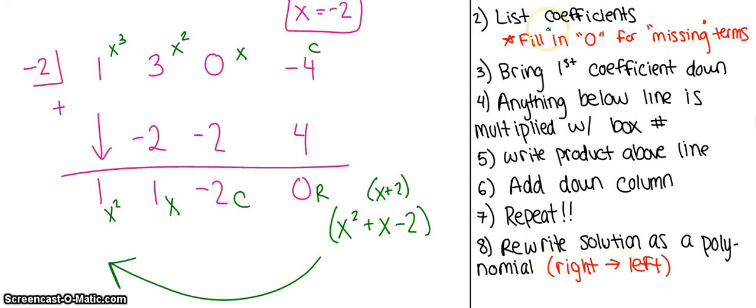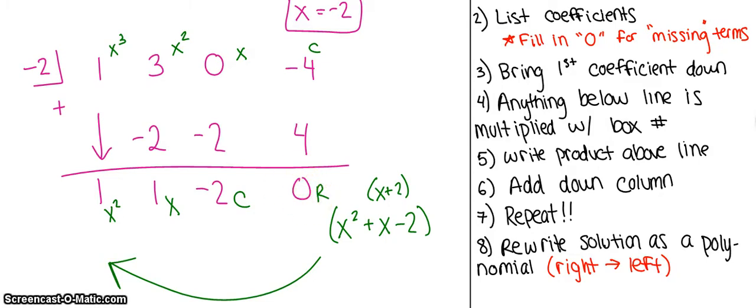Any big mistakes I wrote in red, so make sure you fill in 0 for any missing terms. Go right to left when you're renaming, starting with remainder, constant, x, x squared. And I guess a 9th step would really then be to interpret your answer. So think about, if 0 is a remainder, what does that mean? Versus if you have a number here, what would that mean?